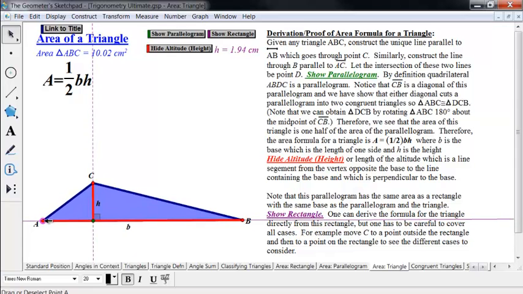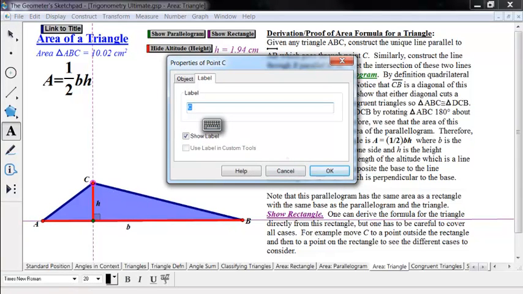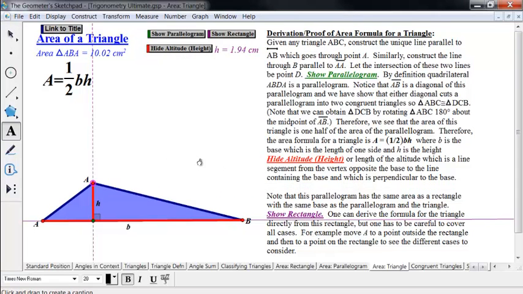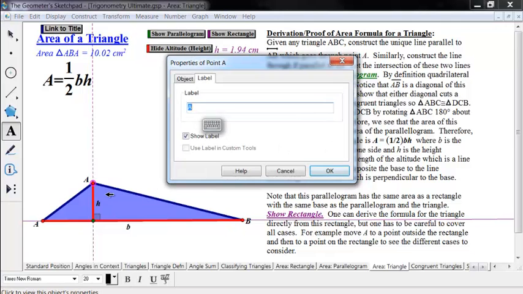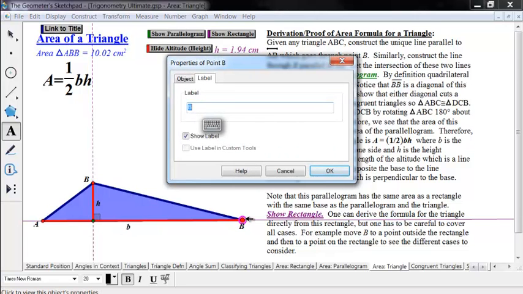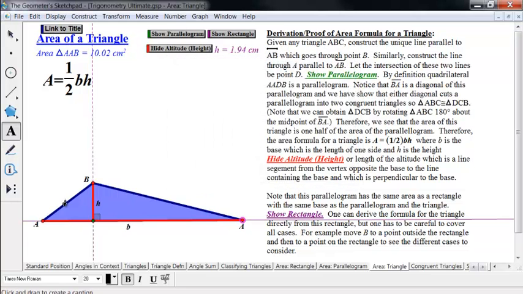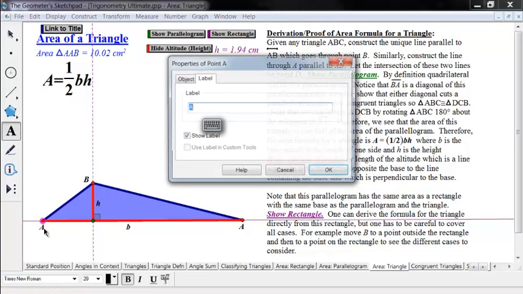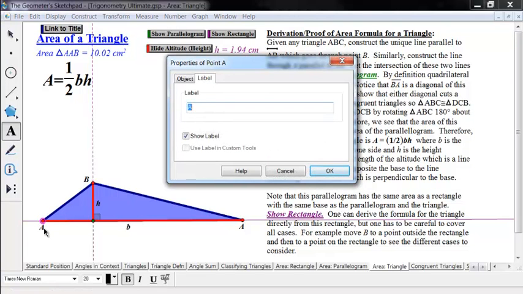Let me change the letters here. Let's change this one to A. Now I want to make it B, because I want this little b to be opposite. This is sort of the way we normally label these things. And we'll make this one A. So this side over here is A, and this side here is C.